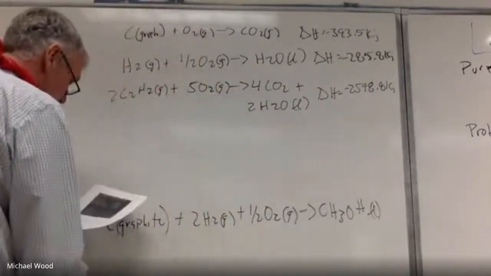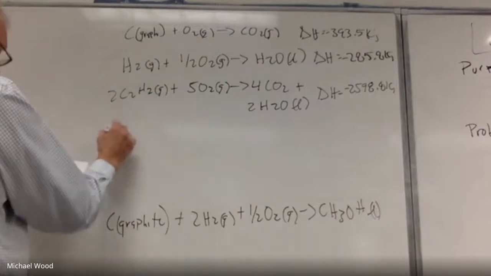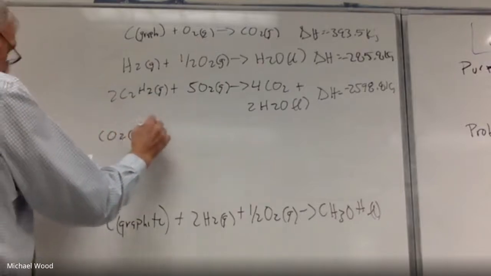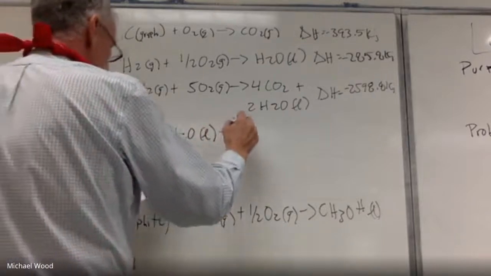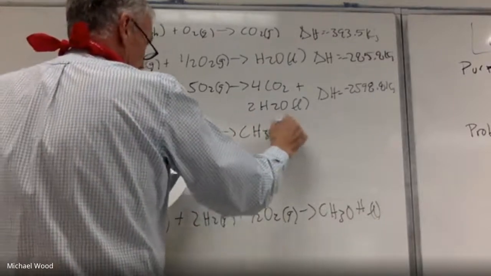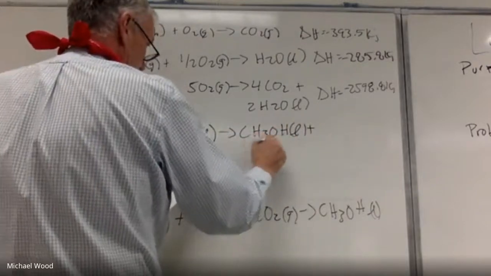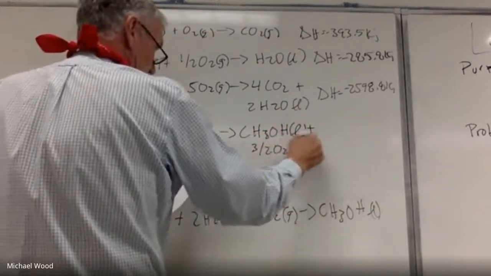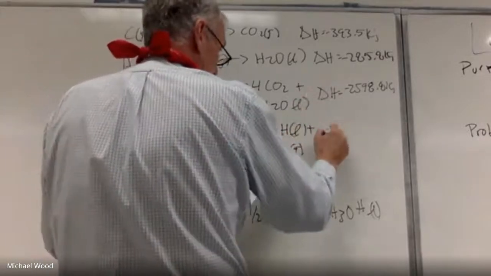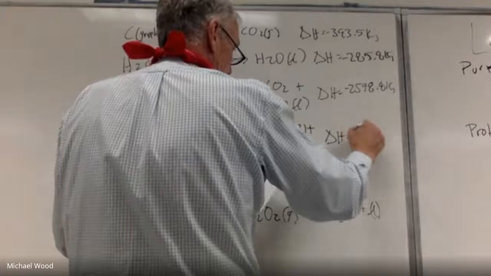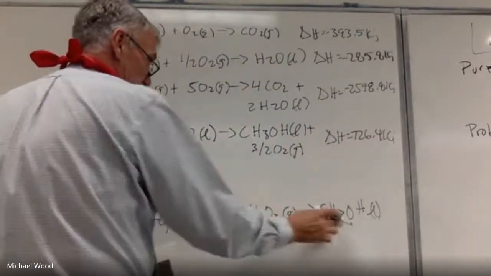Remember, when I do that, I change the delta H. So now I flipped it. Now I have CO2 gas plus 2 H2O liquid makes CH3OH liquid plus 3 halves O2 gas. And now I'm going to change the sign, so it's going to go from what it was, negative, to positive. So I did that, and now I'm taking care of this and this.